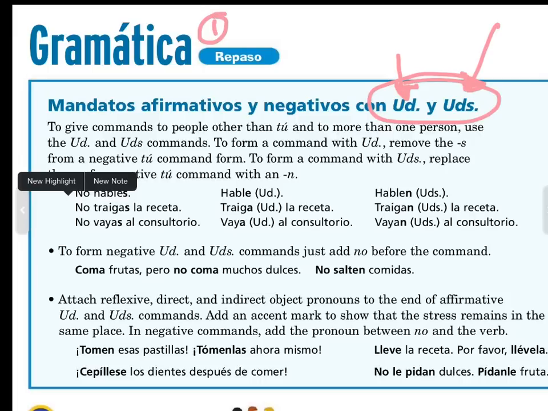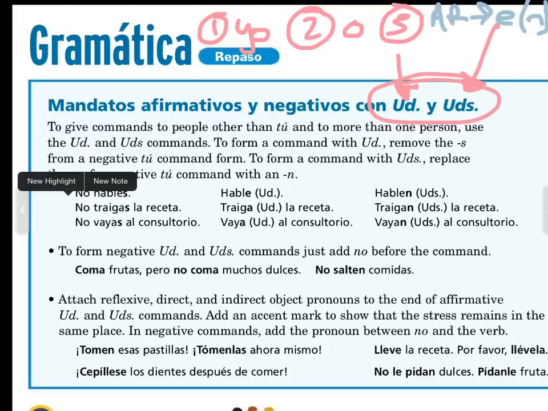So step 1, yo form. Step 2, drop the O. And then step 3, that's where things get just a little bit more complicated. If it's an AR verb, for usted, you're going to put an E. And for ustedes, you're going to put EN. Okay? For an ER or IR, for usted, you're going to put A, and for ustedes, you're going to put AN. So again, you're just flip-flopping the endings from what you're used to using.